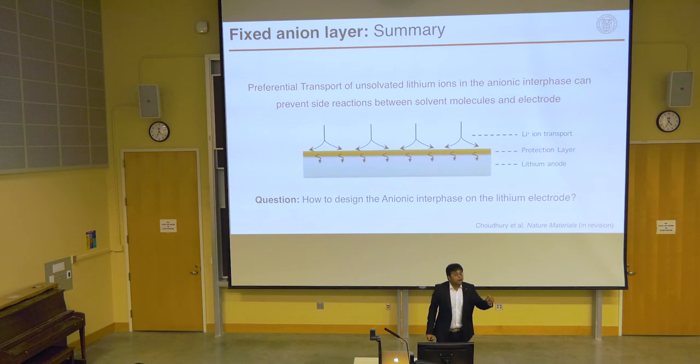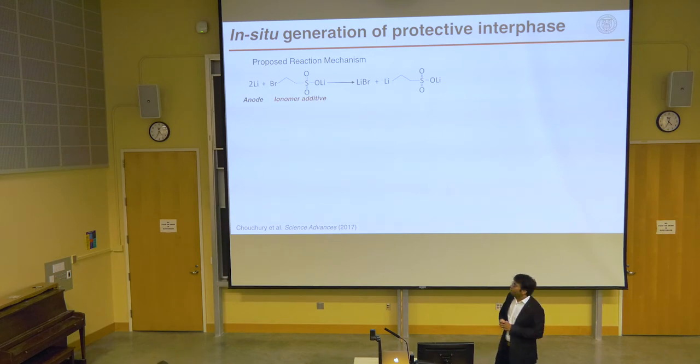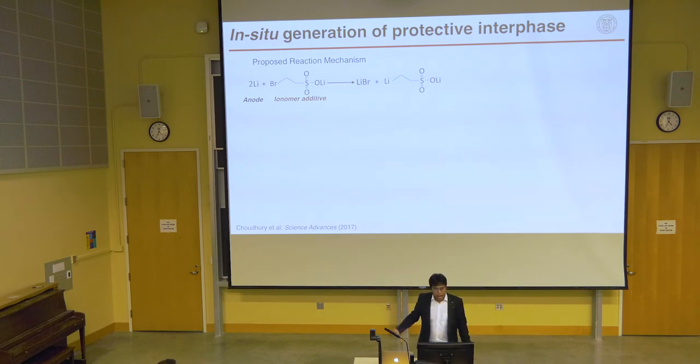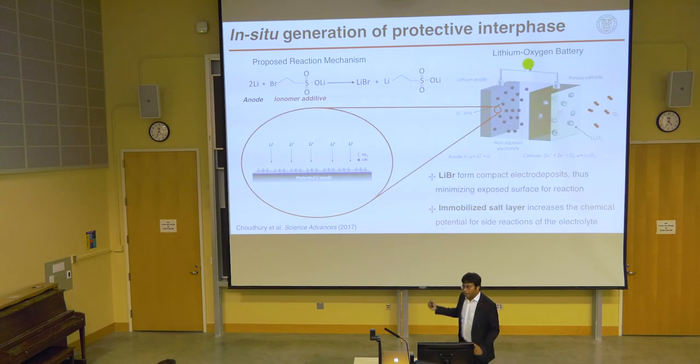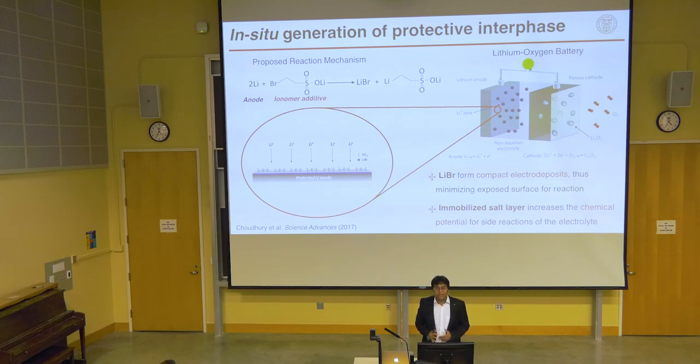Now, the question is, how do we form this anionic interface on the lithium metal anode? For that, we utilized a very simple additive, which we named the ionomer additive. We add this in the electrolyte, and the expectation is this ionomer additive will directly react with the surface of lithium to form lithium bromide and also this organometallic salt. As I previously mentioned, lithium bromide leads to formation of compact electrodeposits, and this organometallic salt will prevent the side reactions between the electrolyte and the metal. And when I said rational design, this is what I meant. With one single additive, we can stabilize the lithium metal with two different physics.